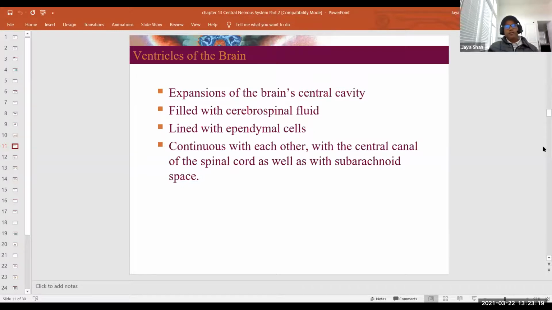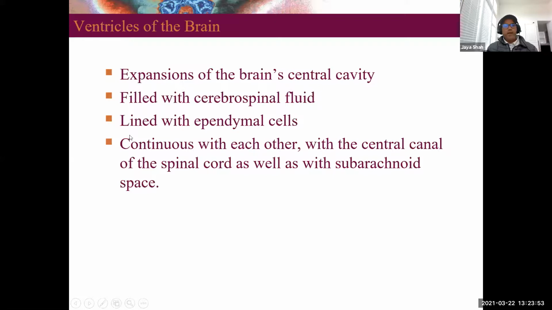Now, ventricles of the brain. So the brain is not a solid organ. The brain is covered by CSF, and the brain contains CSF inside. So ventricles are expansions of the brain's central cavity, which is filled with cerebrospinal fluid, and its short name is CSF. CSF is cerebrospinal fluid, and these are the ventricles in the brain.